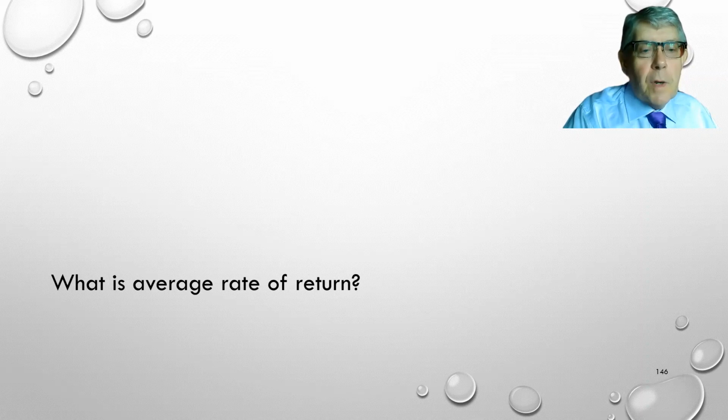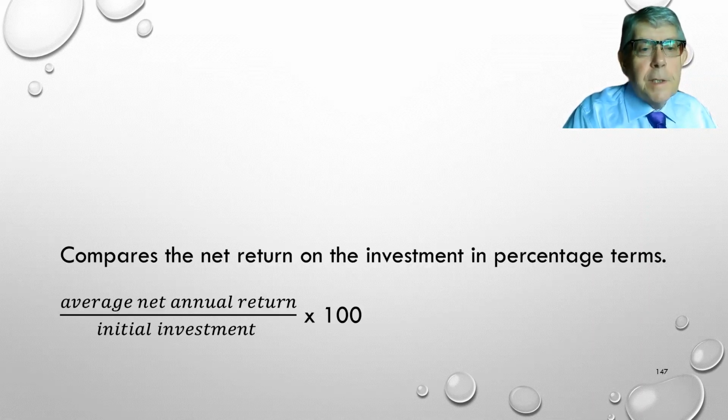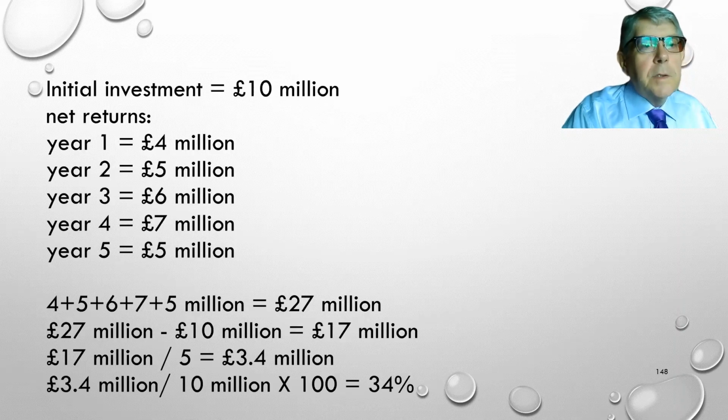What is average rate of return? This compares the net return on the investment in percentage terms. Average net annual return divided by initial investment times 100. So let's take an initial investment of £10 million. The net returns are year 1, 4 million, year 2, 5 million, year 3, 6 million, year 4, 7 million, year 5 is 5 million.